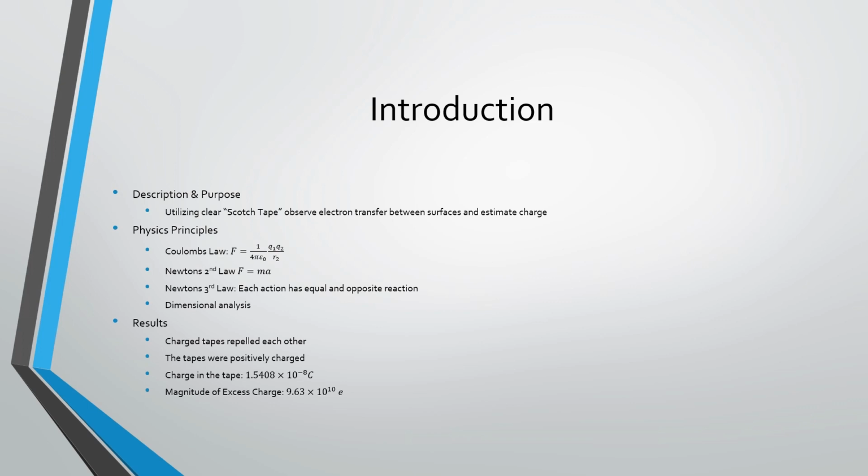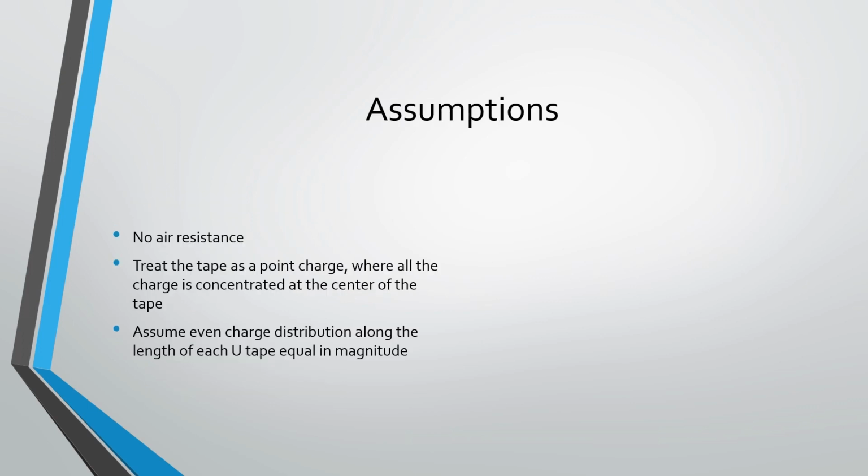The magnitude of excess charge was around 9.6 times 10 to the 10 electrons. The assumptions we make are there's no air resistance. We treat the tape as a point charge, where all the charge is concentrated at the center, and we assume an even charge distribution throughout the length of each tape.